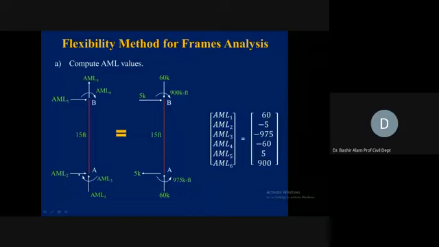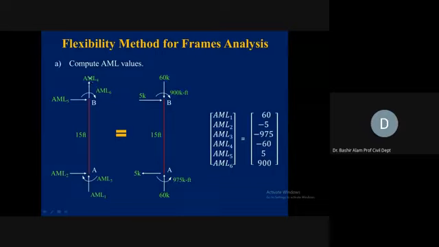AML2 is how much? It is rightward positive direction, so it is in the opposite direction. So this is becoming -5, and here we write the -5. AML3, it was clockwise, here it is counterclockwise. So this is becoming -975.